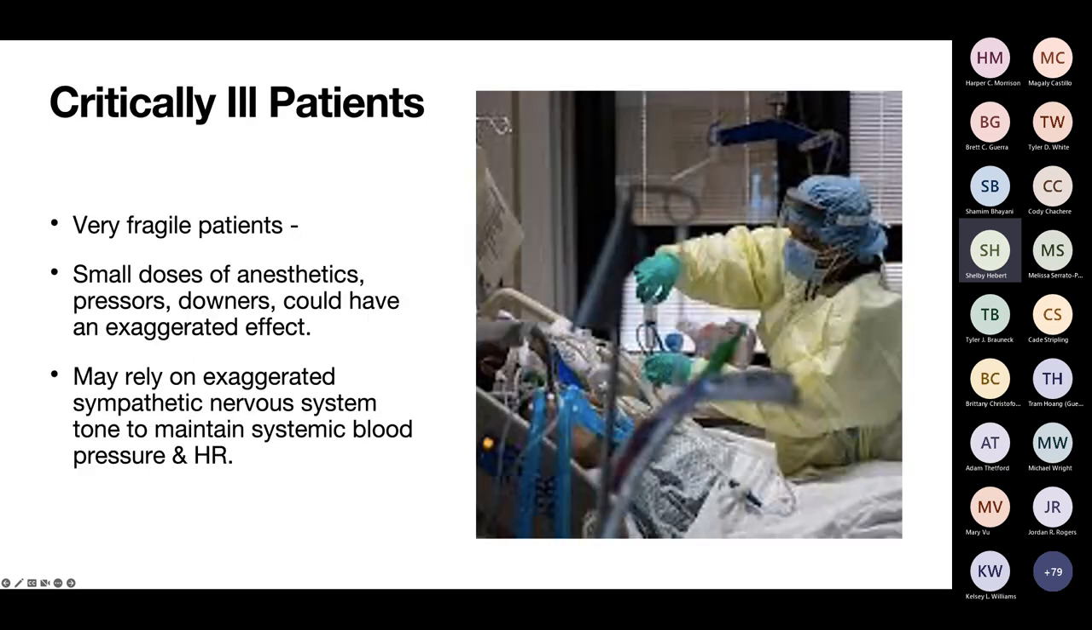So something for you to think about with those critical patients. They're very fragile. Small doses of anesthetics could have a really exaggerated effect. And you'll see a lot of times these patients rely on exaggerated sympathetic tone to maintain their heart rate and blood pressure. So if you start treating these patients, be very cautious. You can always give more of stuff, but give a little bit and see what happens before you go crazy with stuff.